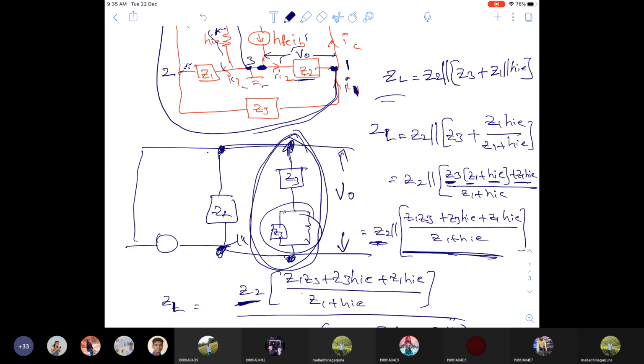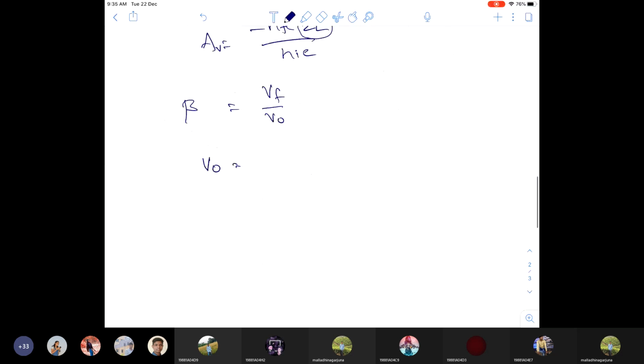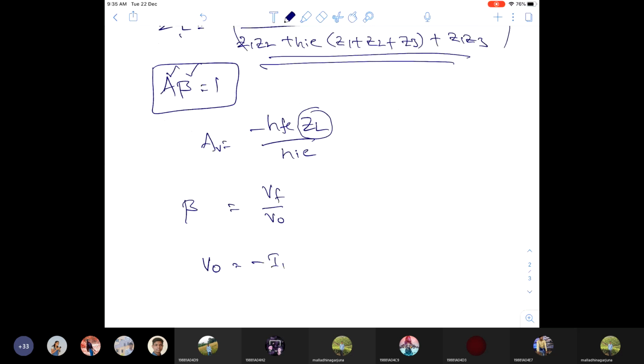So I1 is flowing. See the current I1 is flowing here through this path. From here to here, the I1 current flows. Okay, but that is in an opposite direction. So that is opposite. Why? Because the load current has to flow like this, but it is coming in the opposite direction. So I am taking V0 is equal to minus I1 into Z3 plus Z1 parallel to HI. Okay, so this is one. V0 is equal to Z3 plus Z1 parallel to HI.